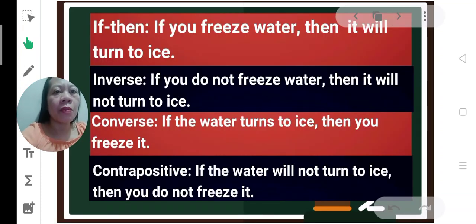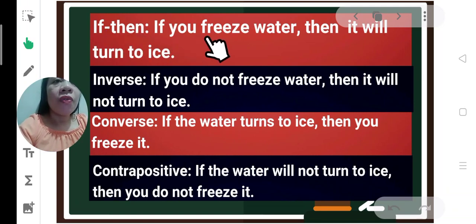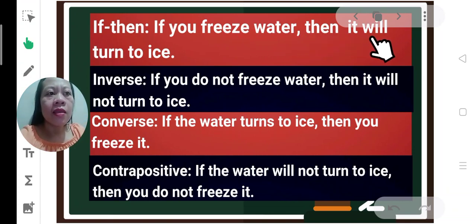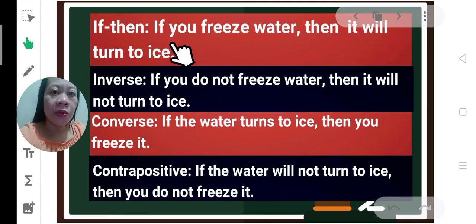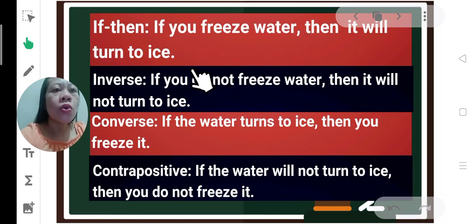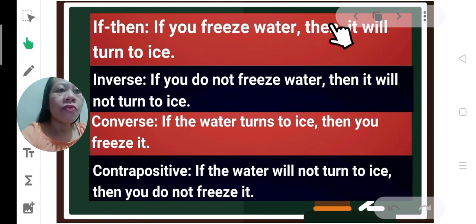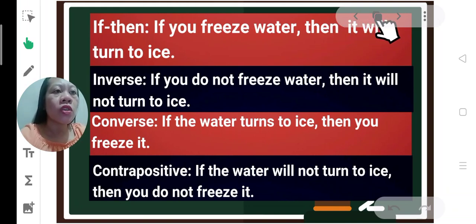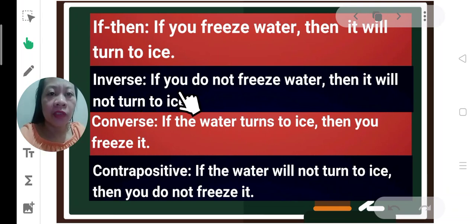Okay, another example. Suppose this is our conditional statement: if you freeze water, then it will turn to ice. And that's true, right? To have the inverse form, this hypothesis, which is "you freeze water," becomes "you do not freeze water." And then for the conclusion in the original statement, which is "it will turn to ice," in the inverse form, that becomes "it will not turn to ice." Just take the opposite of the hypothesis and conclusion.